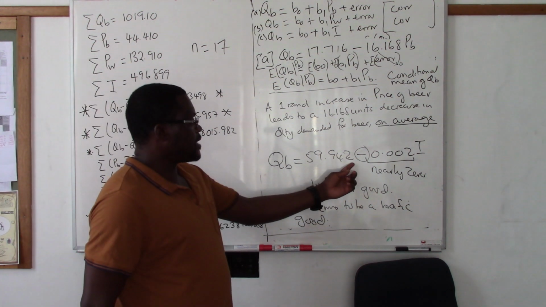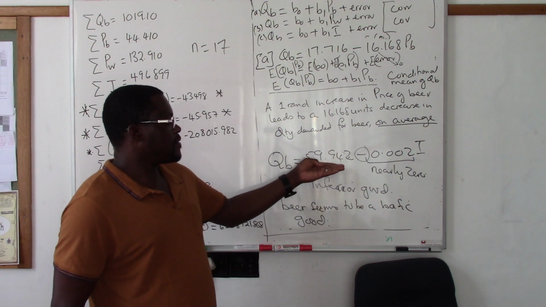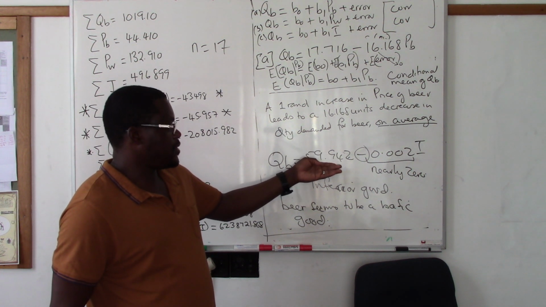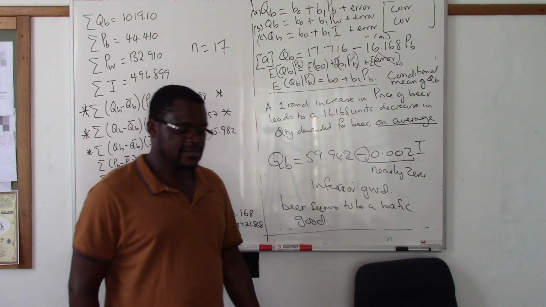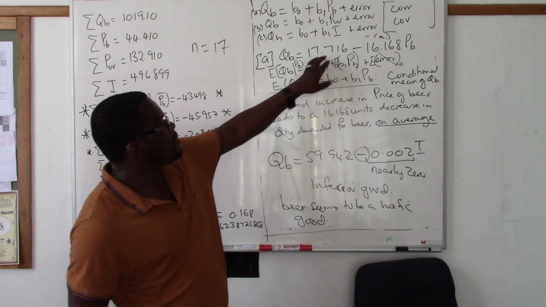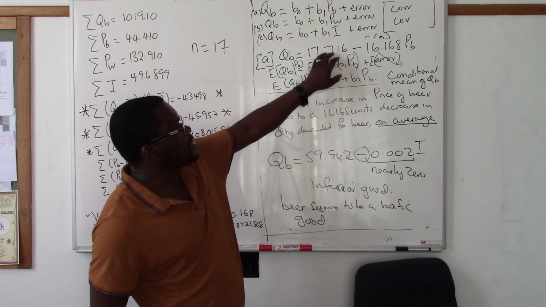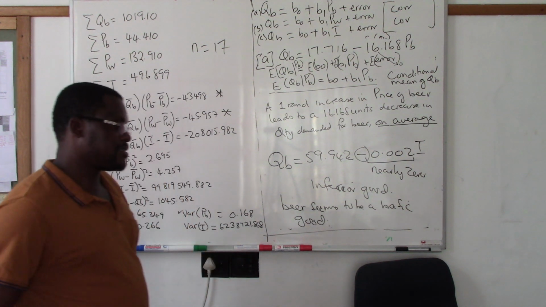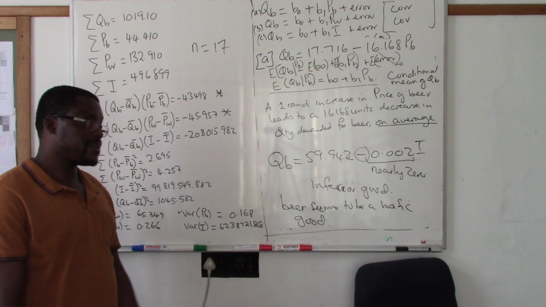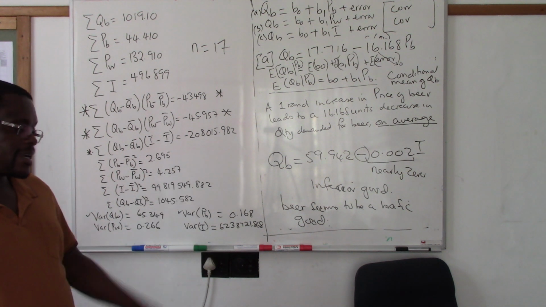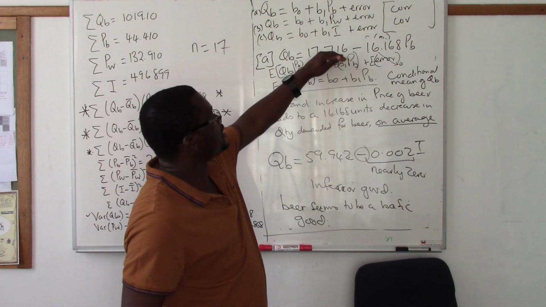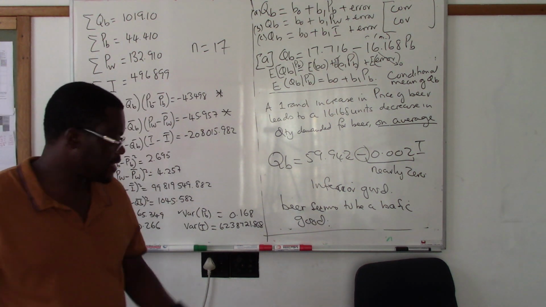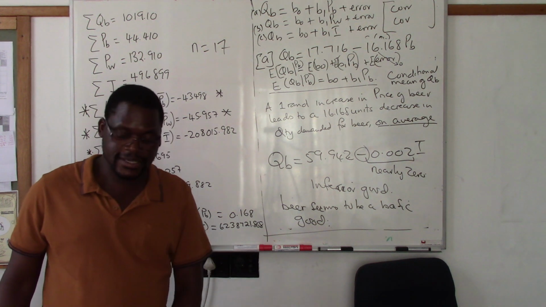So then what would this number mean? This is the average level of beer demand when income is 0. And this is the average quantity demanded for beer when the price of beer is 0. That is, if someone says, here you are going to get beer for free, come and have some, we would expect to see about 17.716 units of beer taken by people when price is 0.